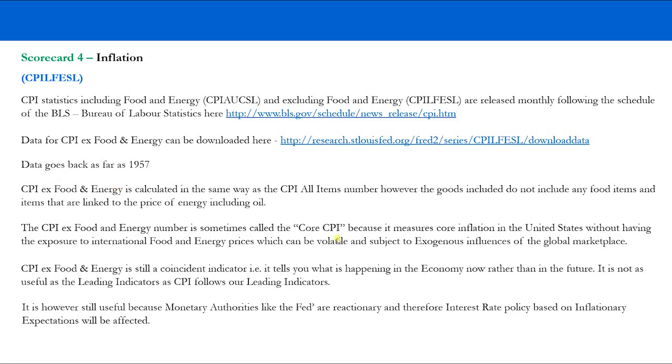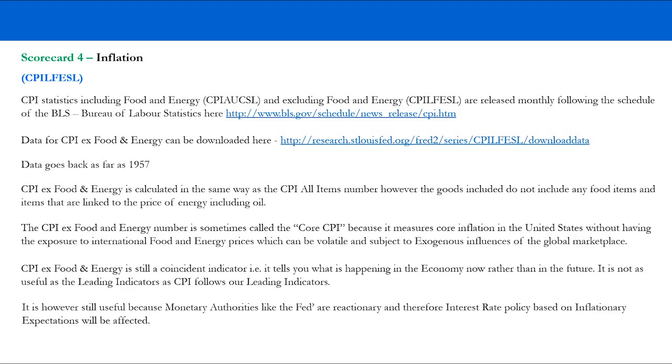The data goes back as far as 1957, so not as far back as the CPI stats including food and energy, if you recall, which went back to 1947. The CPI ex food and energy number is essentially calculated in exactly the same way as the CPI all items number including food and energy. However, the goods included in the overall basket don't include any food items and are not linked to the price of energy at all, including oil.